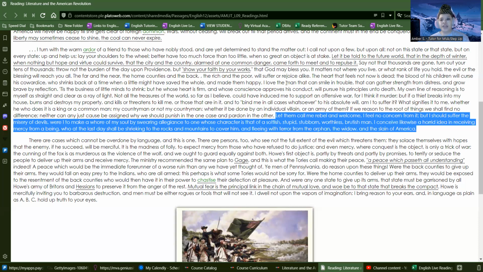But then he goes on to say that, but I should suffer, right? So he's saying, you can call me a rebel if you want, but what I'm not going to do is agree with the king just because he's the king. I'm not going to compromise my morals by swearing allegiance or pledging loyalty to someone who's clearly taking advantage of me.